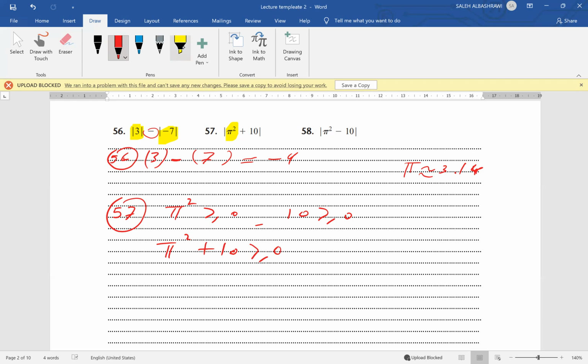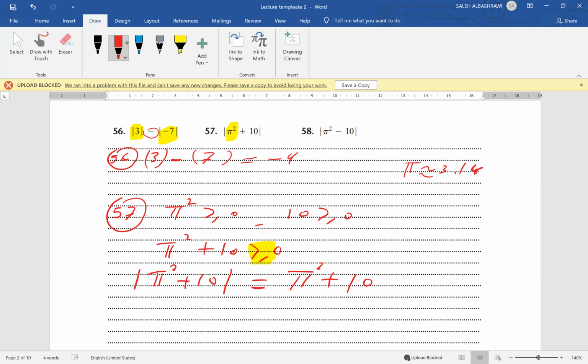If what is inside the absolute value is positive or greater than 0, then we can write it as it is without changing anything. So the absolute value of pi square plus 10 is equal to pi square plus 10, because it is greater than or equal to 0. It is pi square plus 10.